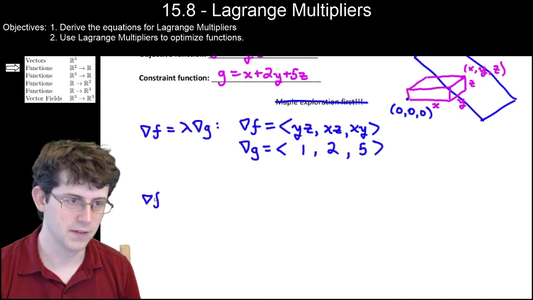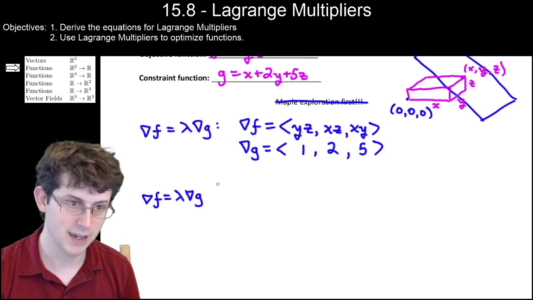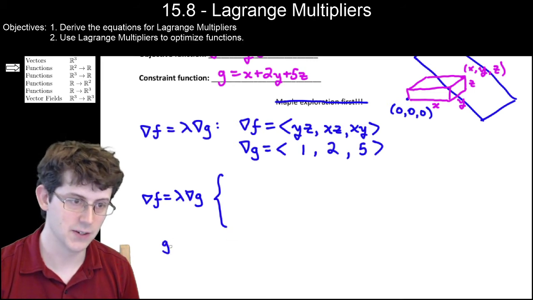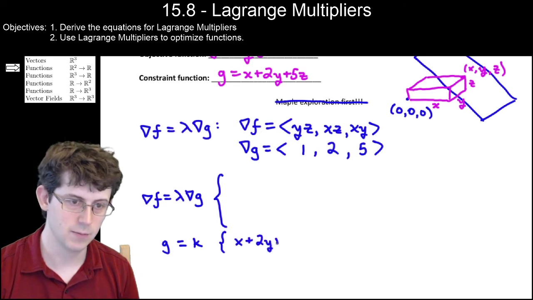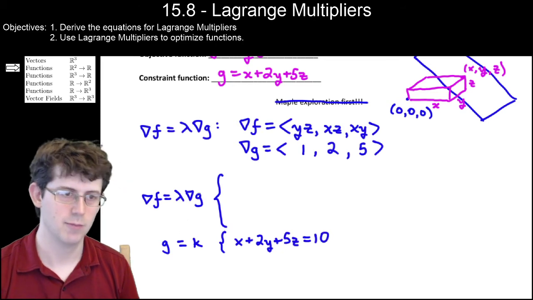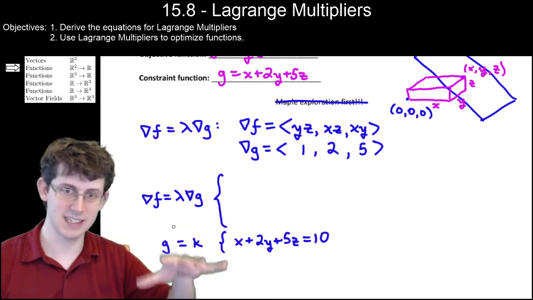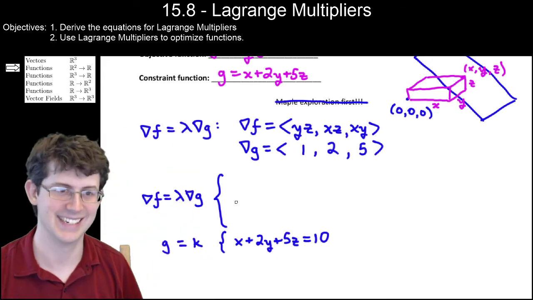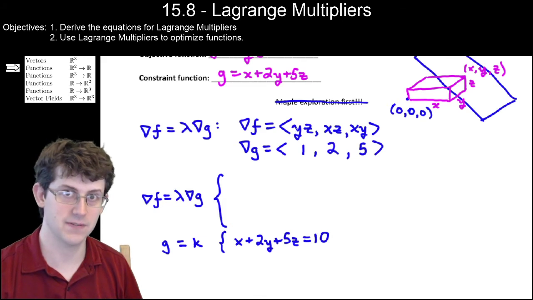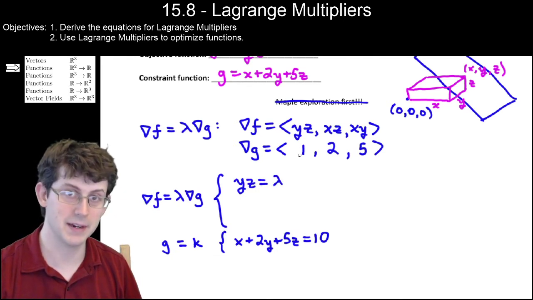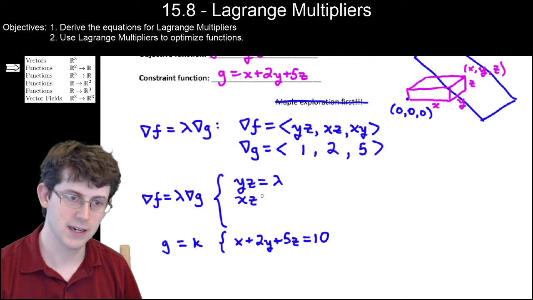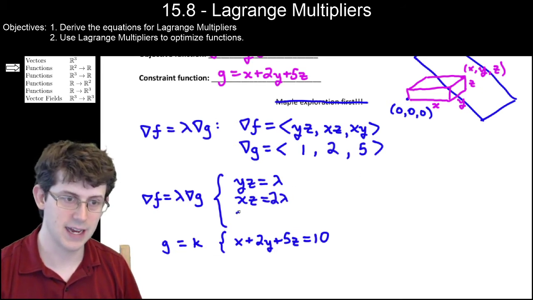So the final system that we'll solve is going to be mostly made up of facts from this. And then there's also going to be the one fact at the end where g equals the actual constraint value. So the actual constraint value was that x plus 2y plus 5z was 10. But these other facts, that have something to do with level surfaces and the constraint surface, yeah, but it's awesome, is that the parts from gradient of f have to be the lambda times their corresponding part in gradient of g. So you just write all those down. This one is xz is lambda times 2. This one is xy is lambda times 5.